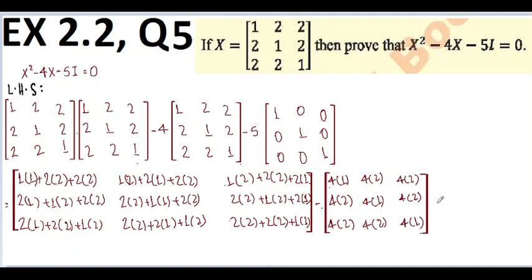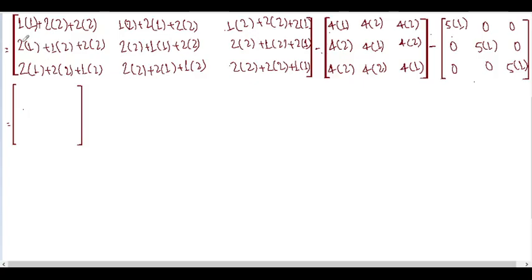Now we are going to write a minus sign with 5 multiplied with this identity matrix. So we get 5 into 1. Now 5 into 0 gives us 0, again 0, here again 0, 5 into 1, 0, 0, 0 and 5 into 1. After calculating this term we get 9.